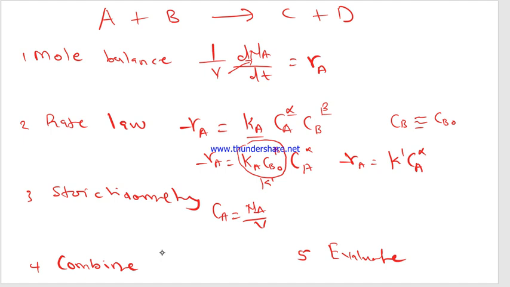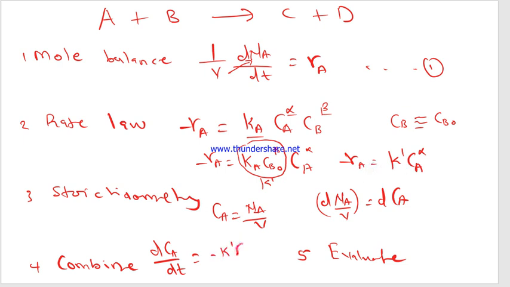What we combine is to substitute for that 1 over V, the Na dt becomes what? That is the Na over V, and this one is equal to the Ca. So let's put everything into equation 1 to combine. So the Ca dt is equal to Ra. And what is our Ra? Minus K prime Ca alpha.